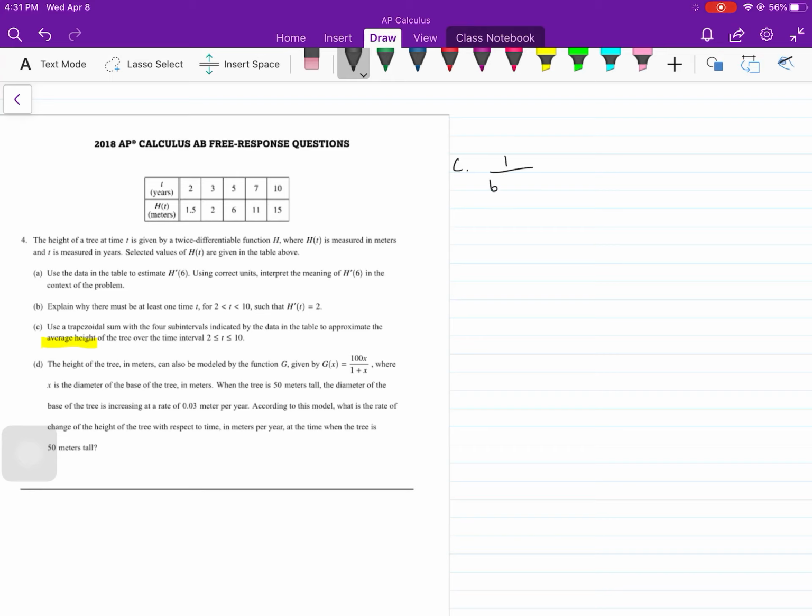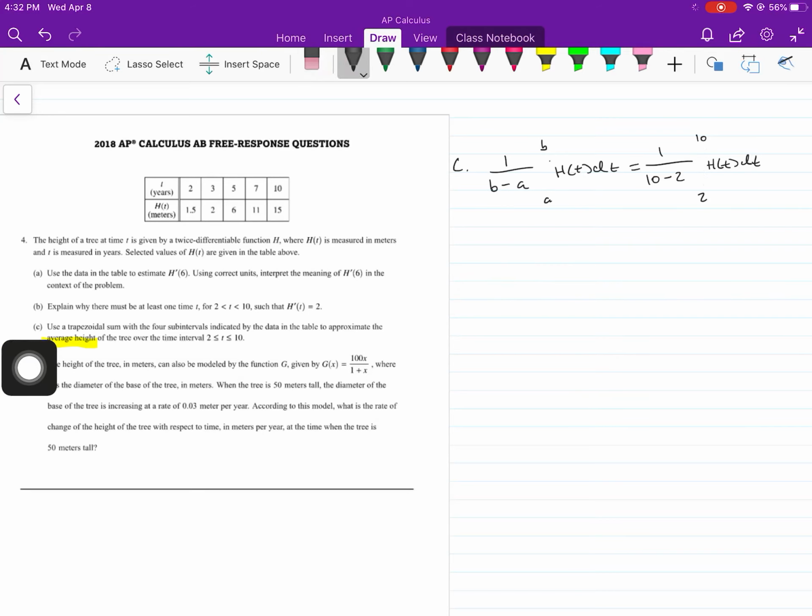So this is going to be 1 over b minus a of the integral from a to b of h of t dt. We need to make sure that we're doing the average. So it's going to be 1 over 10 minus 2, the integral from 2 to 10 of h of t dt. You need to remember that part. We're still basically using the trapezoid rule. Just doing the trapezoid rule does not complete the problem. The trapezoid rule is simply evaluating the integral, giving us an approximation to that integral.